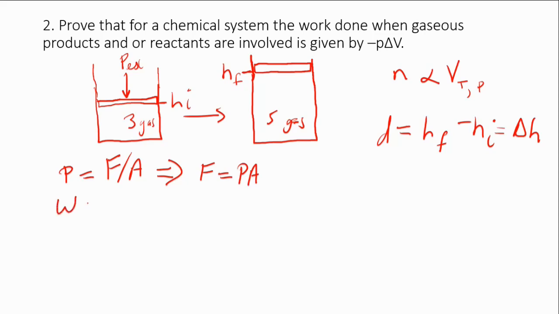Remember, work is equal to force times distance. So what we could do with this formula is write instead that work is equal to P times A, which is the same thing as force, pressure times area, times distance. Now, this distance will affect something. This change in the position of the piston will affect the volume of the cylinder. Yes, look at this.